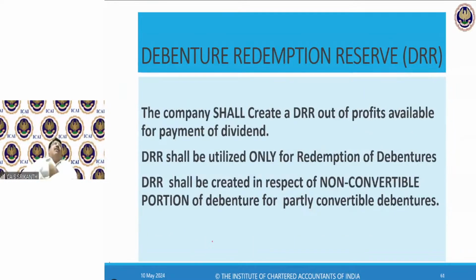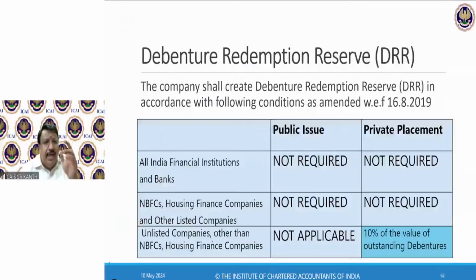In addition to that, whenever a company issues debentures, it has to create debenture redemption reserve account. I'm sure in your accounting subject, you would have studied this. See, DRR is compulsory only for unlisted companies other than NBFCs and housing finance companies, that too when they go for private placement. When you're going for a public issue, no need for DRR. The idea is simple. Suppose you're a bank or a financial institution or a listed company, which is going for a public issue or private placement, it is expected that you have financial discipline to create your own reserve.